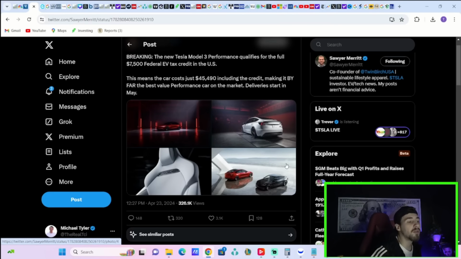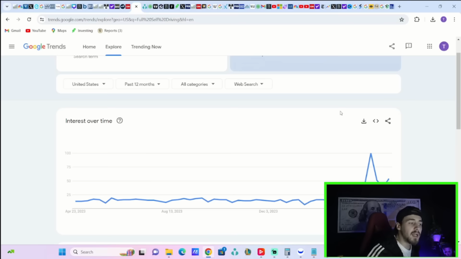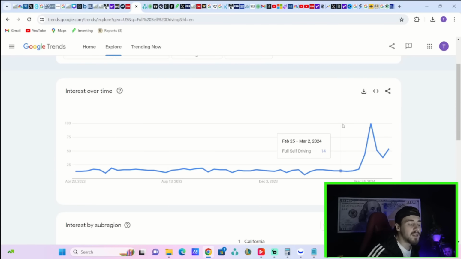The new Tesla Model 3 Performance qualifies for the full $7,500 federal EV tax credit in the US. This means the car cost just $45,490, including the credit, making it by far the best value performance car on the market, and deliveries start in May. Getting some clarity from Elon and the Tesla team on the suspected take rate of FSD will also be great.